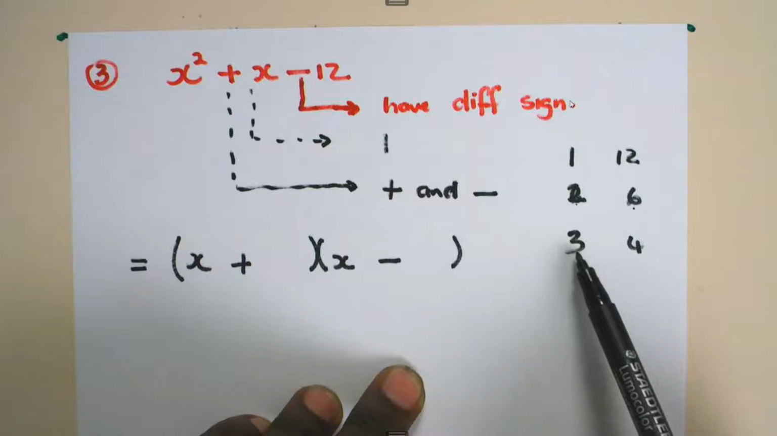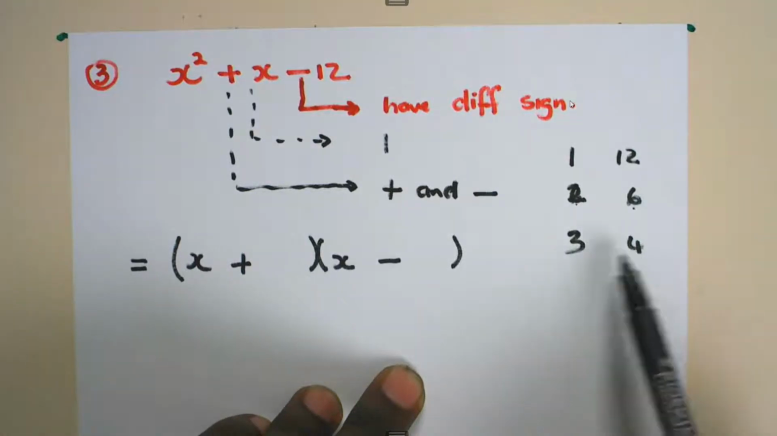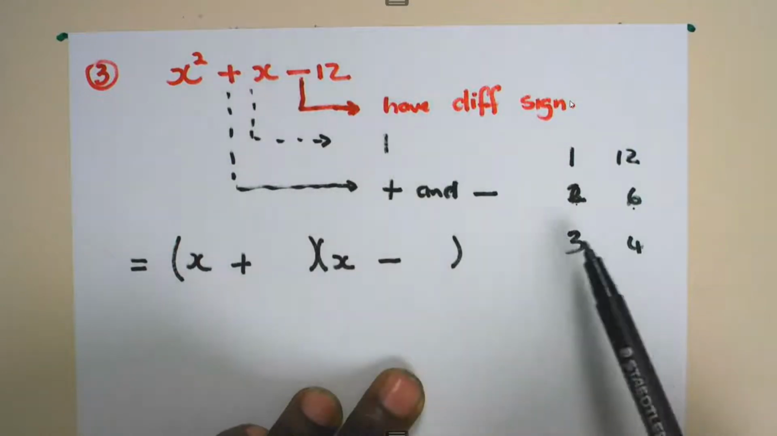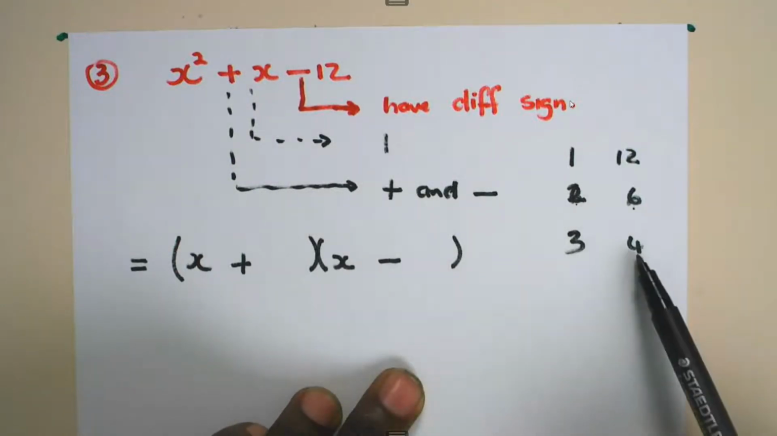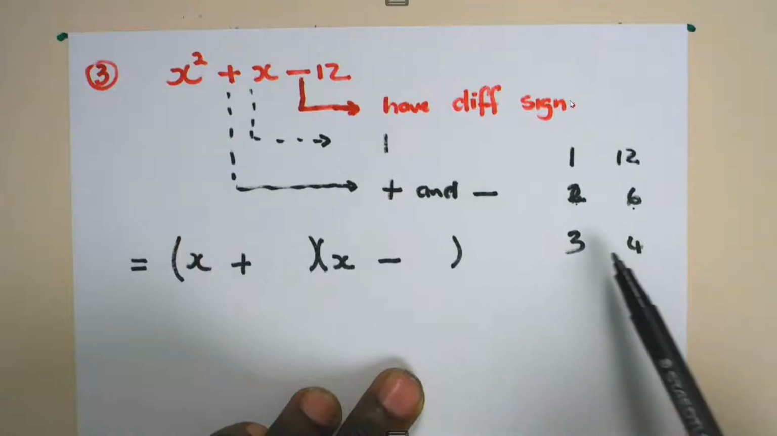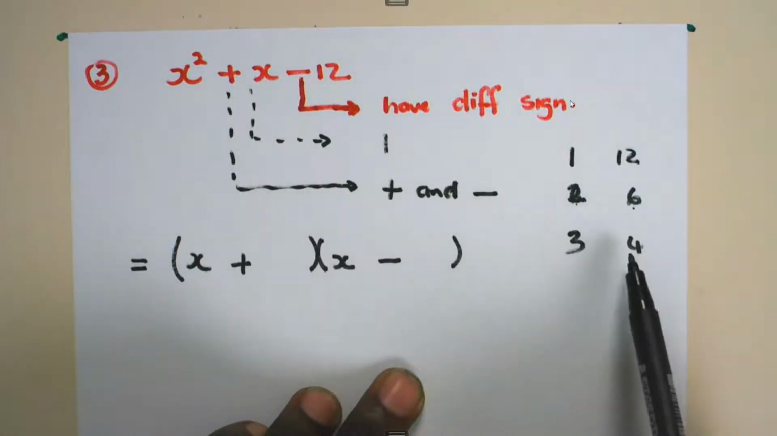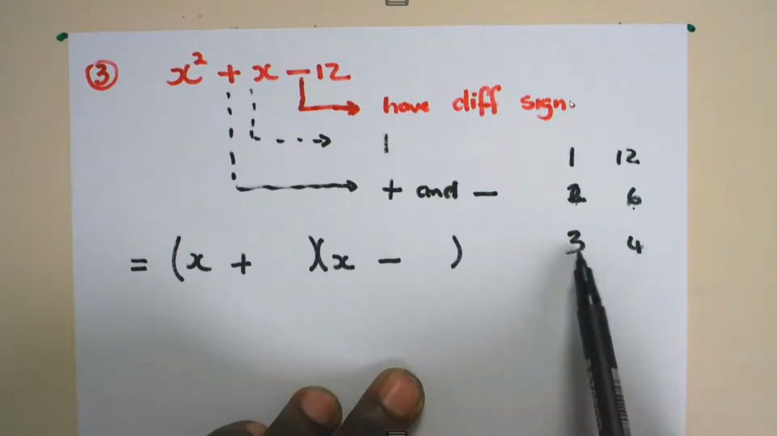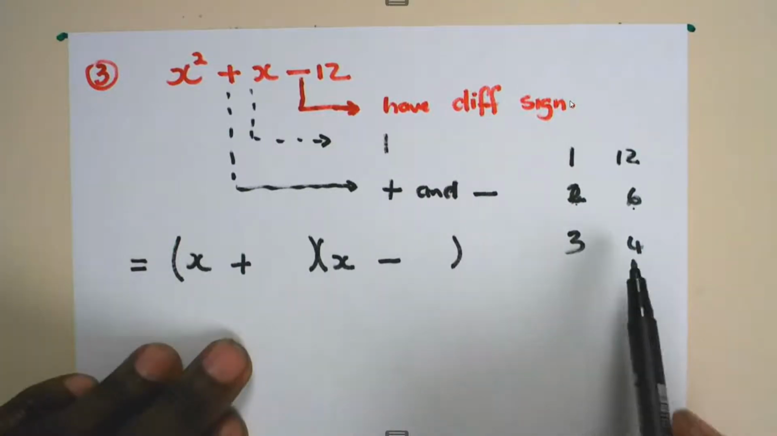3 is positive and this one is negative. When you subtract this, it is negative 1. It's not, because 3 is positive, 4 is negative. Therefore, the answer will be negative 1. It's not. But if 4 is positive and 3 is negative, when you subtract them or you add them, the answer will be 1.